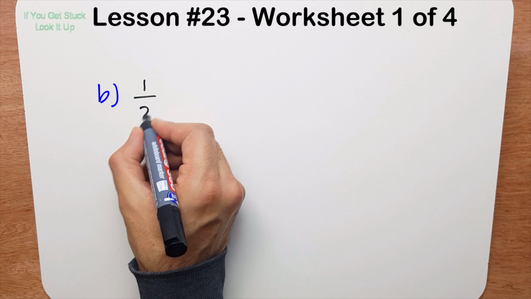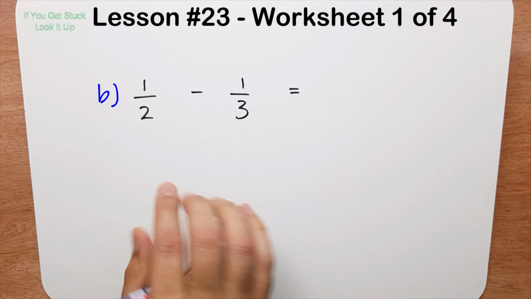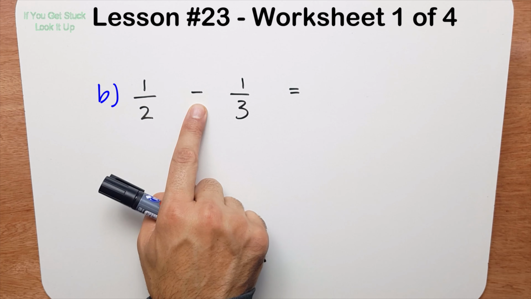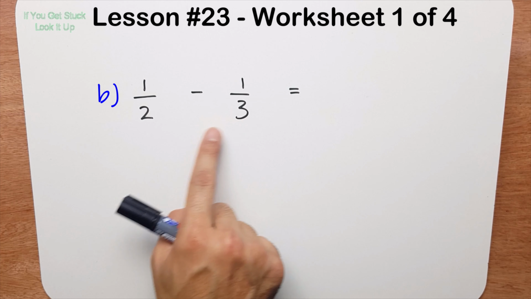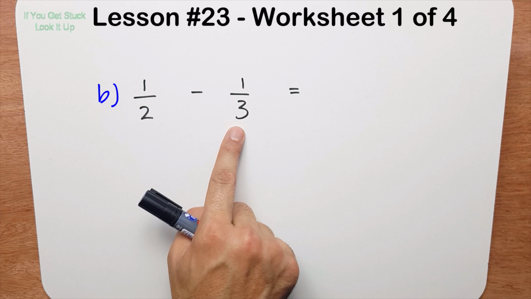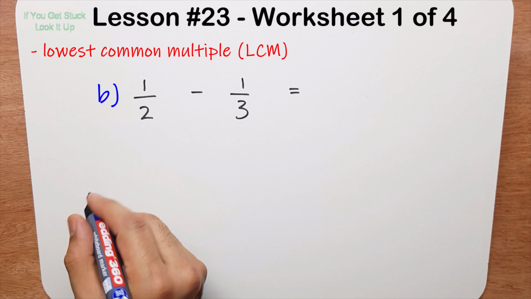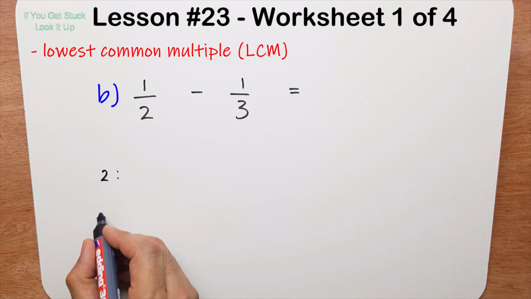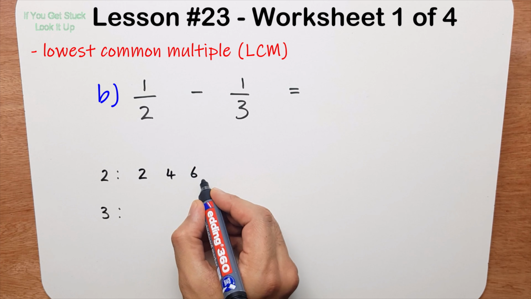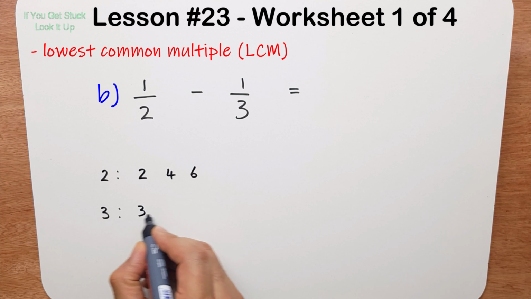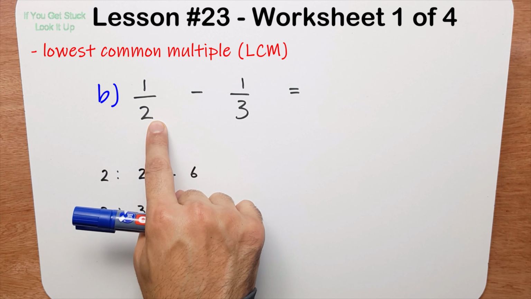My next fraction is 1/2 take away 1/3. Now it's like the previous one, but this time we're subtracting, or we're taking away. So what did we do last time with these two? We tried to turn them into the same number. So we were looking for the lowest common multiple. And we did the 2 times table. And we did the 3 times table. 2, 4, 6. 3, 6.